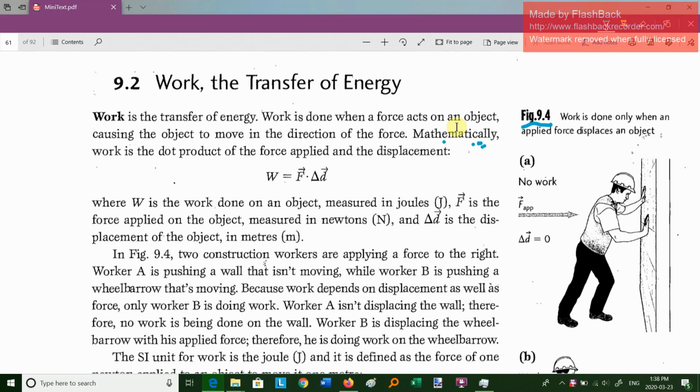Something got cut off there, didn't it? Section 9.2, work, the transfer of energy, and you see someone pushing against a wall and the wall's not moving. The story of my life. So we have here that work is the transfer of energy.